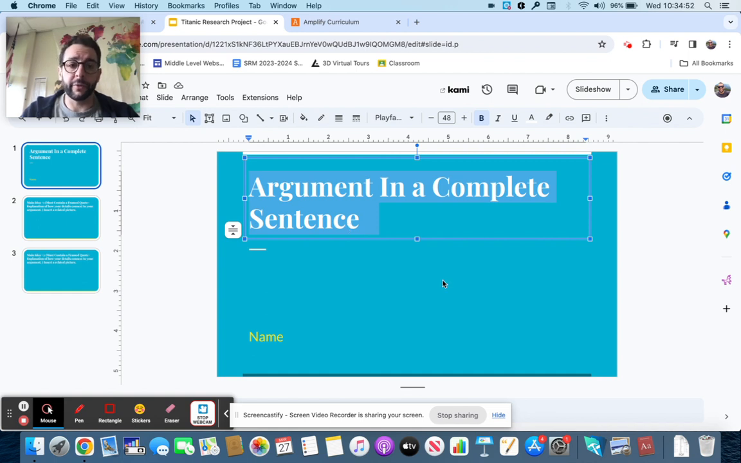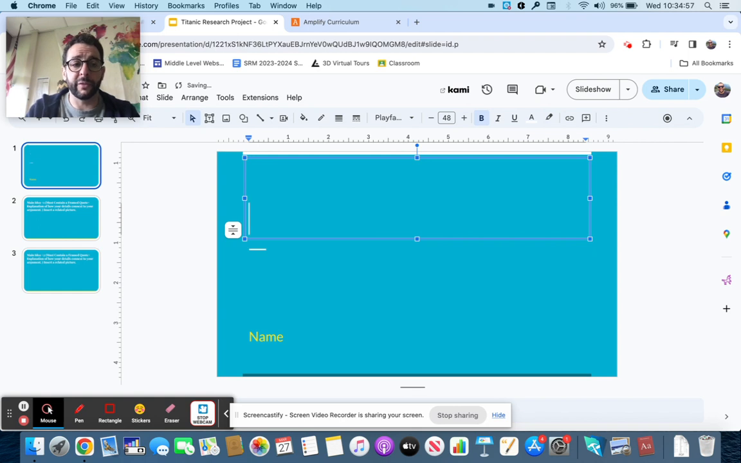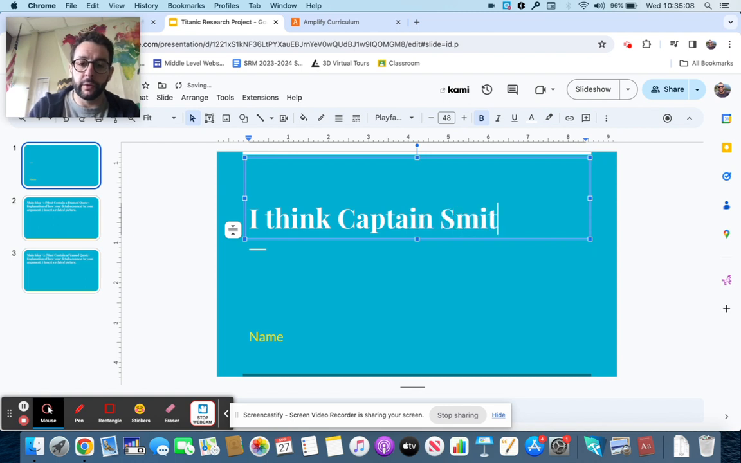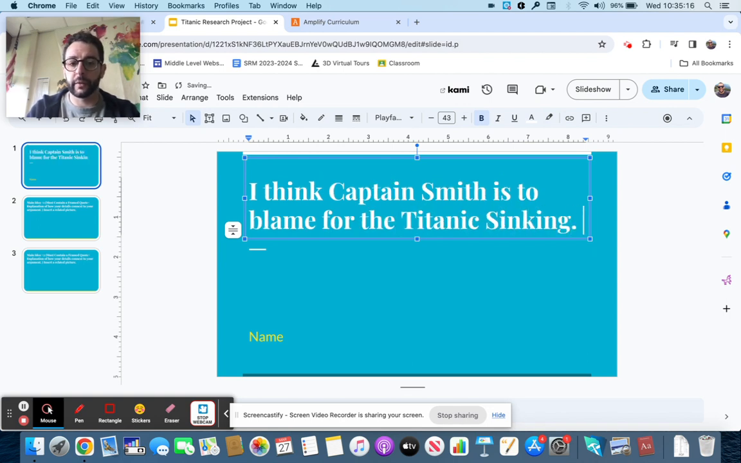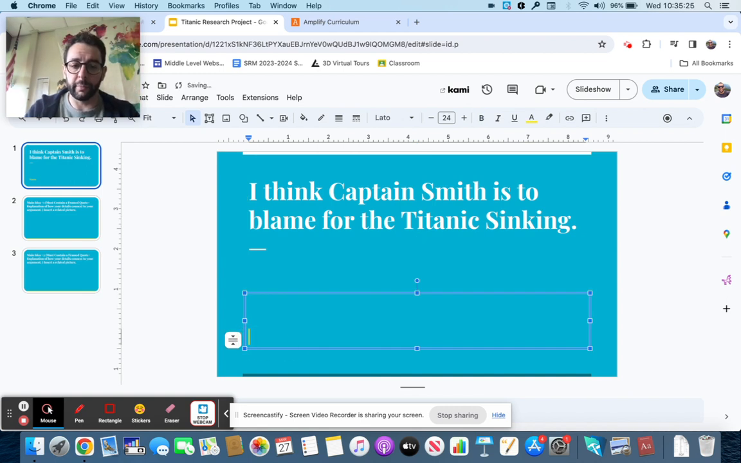Now, the first thing you want to do is you're going to delete the thing that says argument in a complete sentence, and you're going to write your argument. As long as it's in a complete sentence and it makes sense, you guys are fine. You could write it a bunch of different ways, but I'm going to do this. I think Captain Smith is to blame for the Titanic sinking. Okay, it's an argument, complete sentence. We know what you're talking about. You're going to want to put your name here. You could delete name if you want.